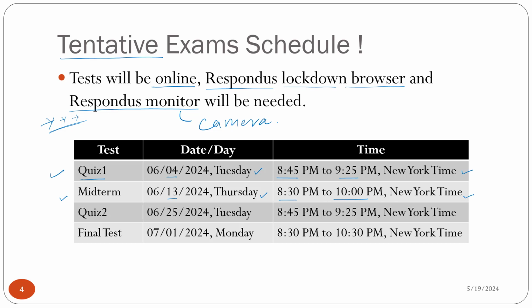Again, it's the New York time. The second quiz is on 25th of June, which is a Tuesday, and it will start at 8:45 p.m. and will end at 9:25 p.m. It's again New York time. So all the times that I have is going to be New York time.